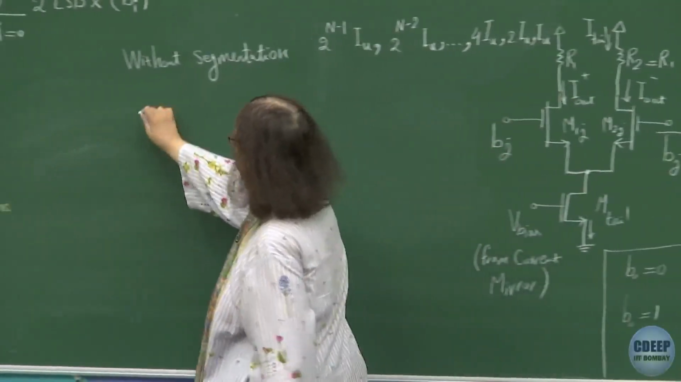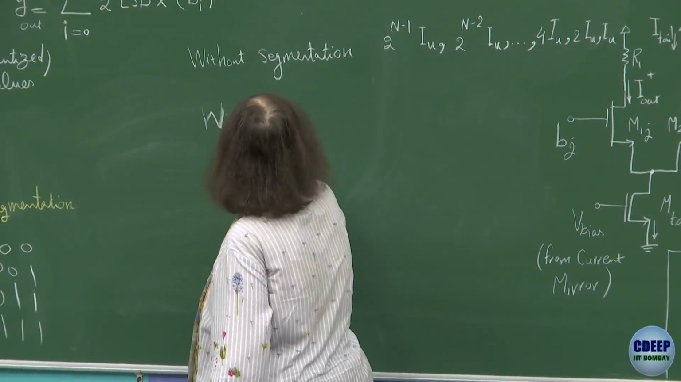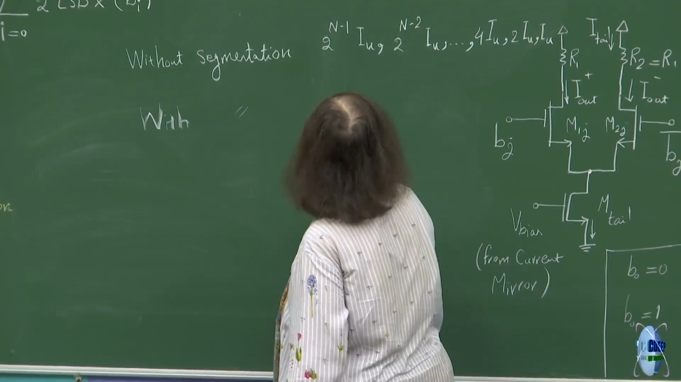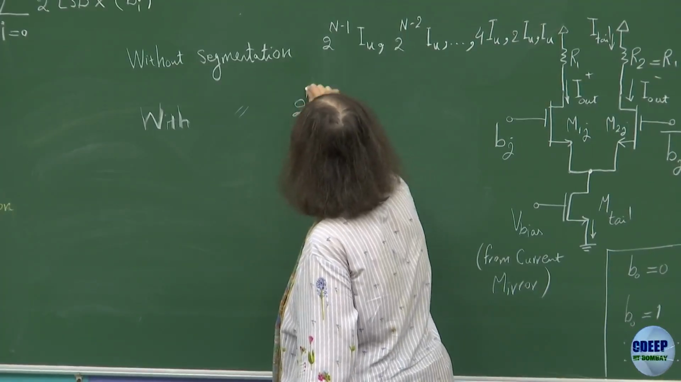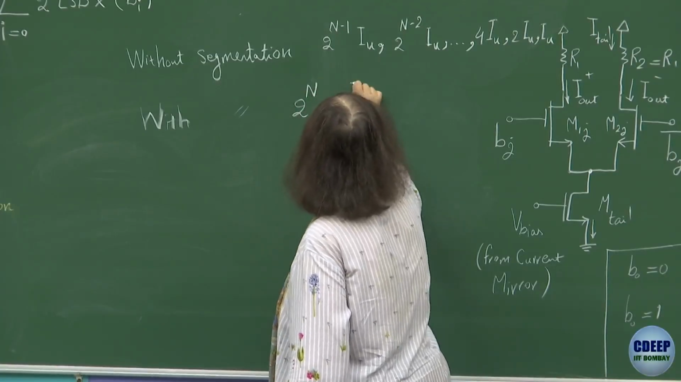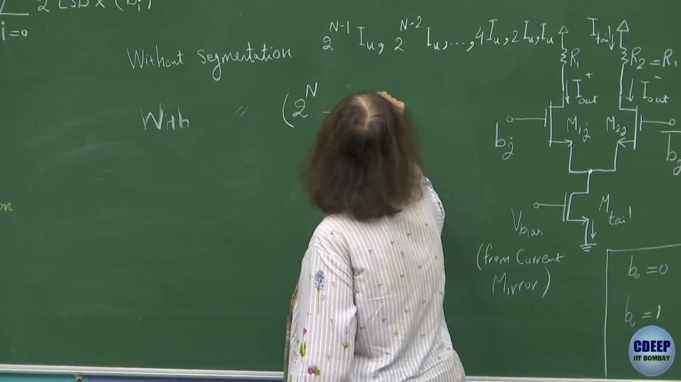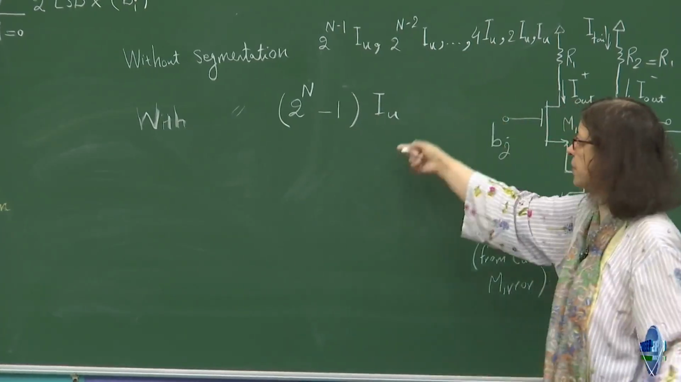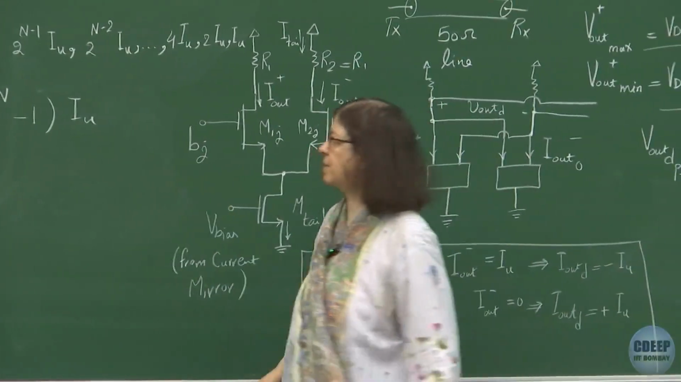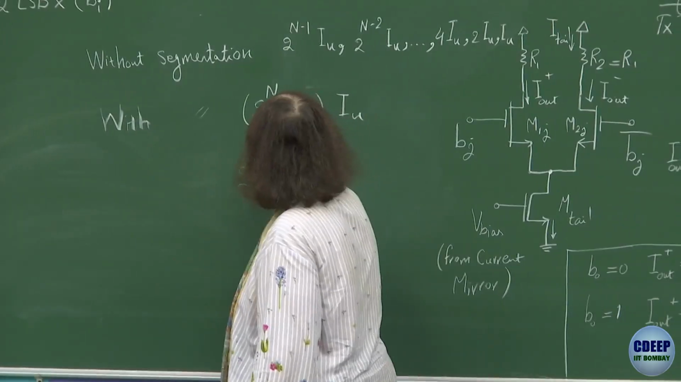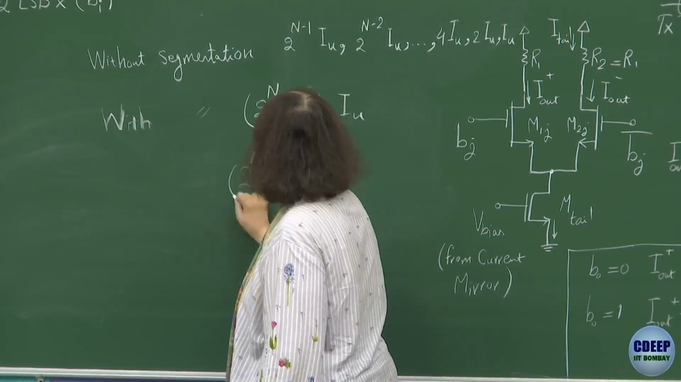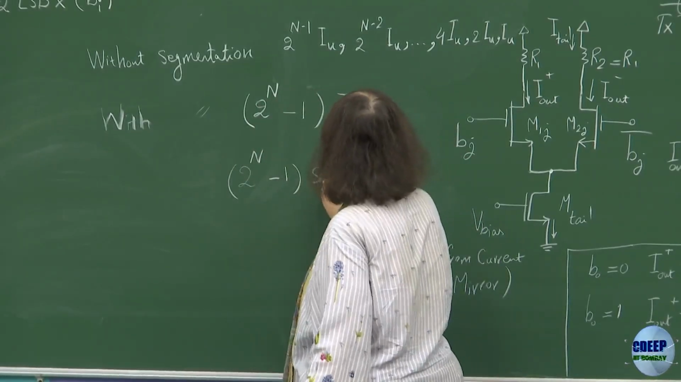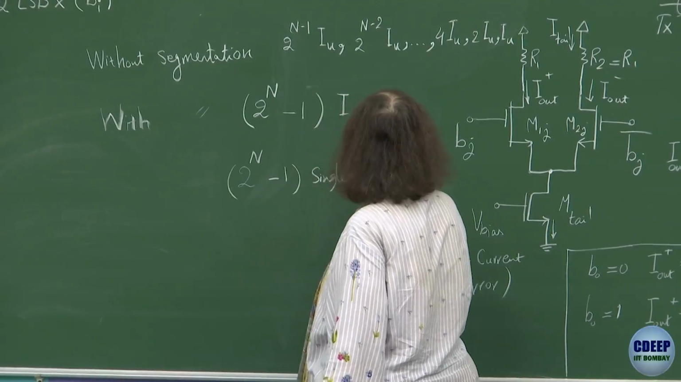Now with segmentation, eventually all are IUs. You have 2 to the power n minus 1 IUs. In fact, all of them are IU, so that means you have IU, comma IU, comma IU. How many of them? 2 to the power n minus 1 IU elements. The number is very high, but they are all single IU current sources.